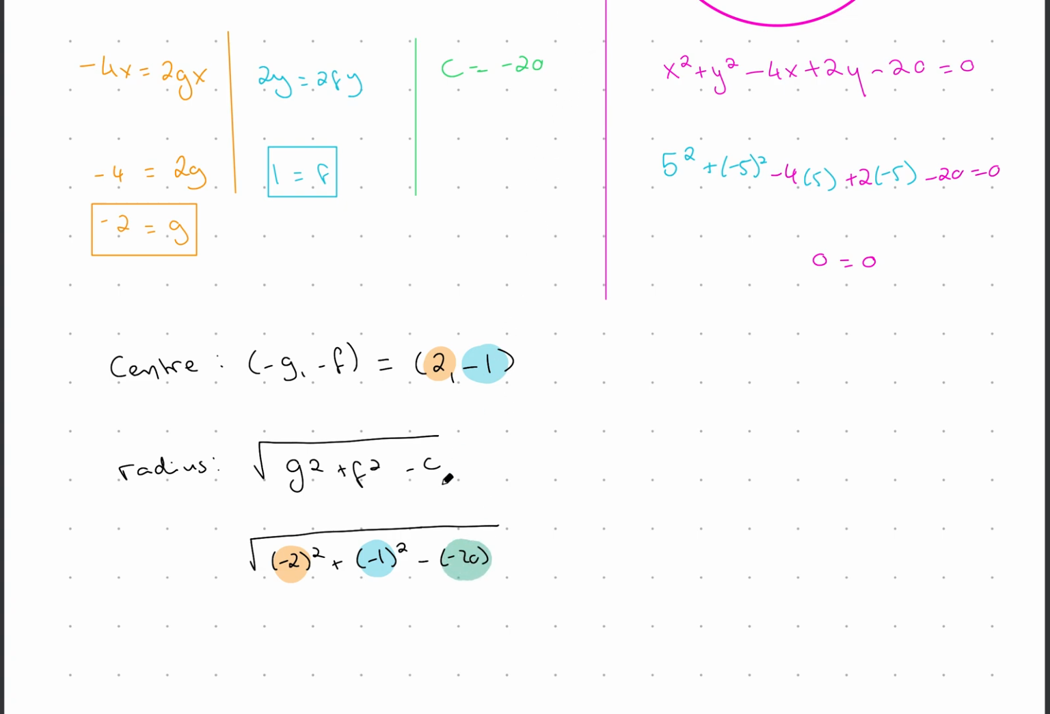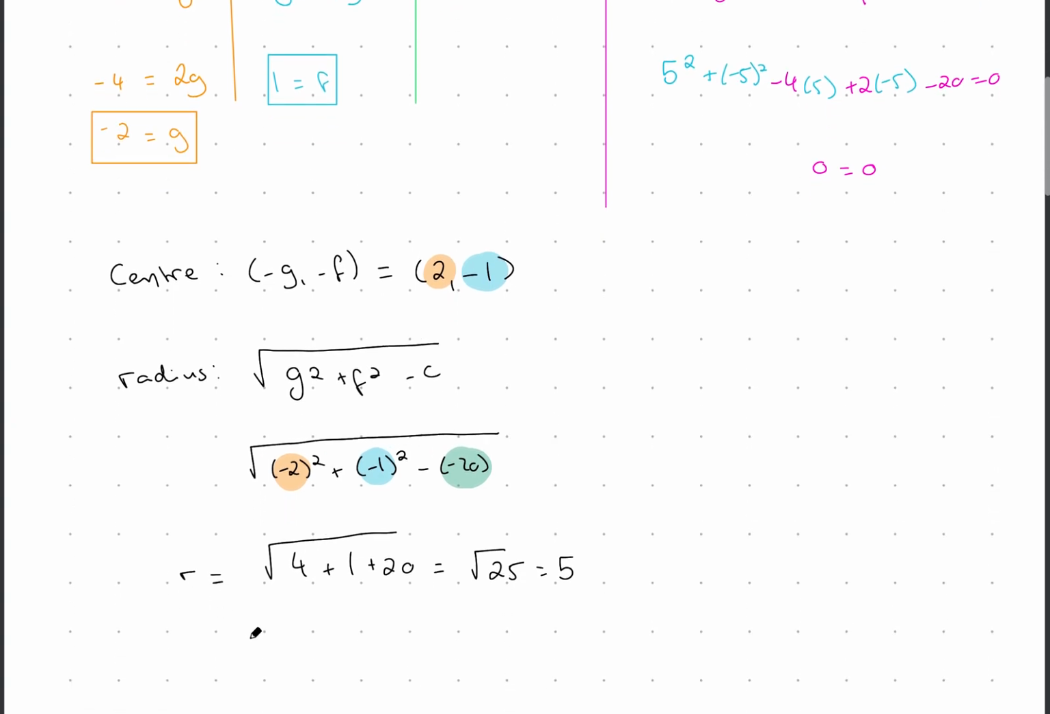So when I substitute that all back in, I'm going to have minus 2 squared, which is 4, plus minus 1 squared, which is 1, and then it's minus 20, which is plus 20. So I'm going to get the square root of 4 plus 1 plus 20, that's going to be the square root of 25, which is going to give me a radius value of 5. So really nice radius value there.